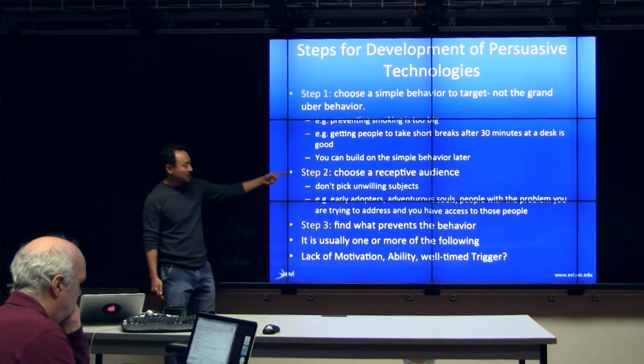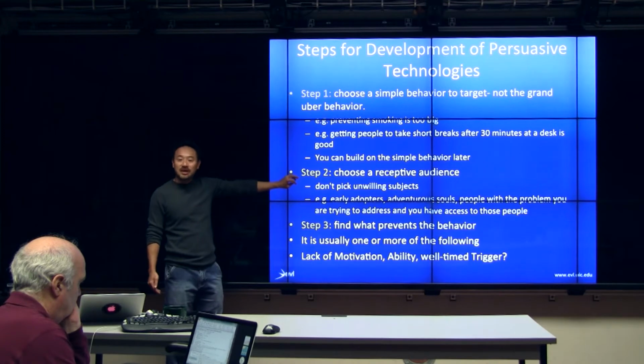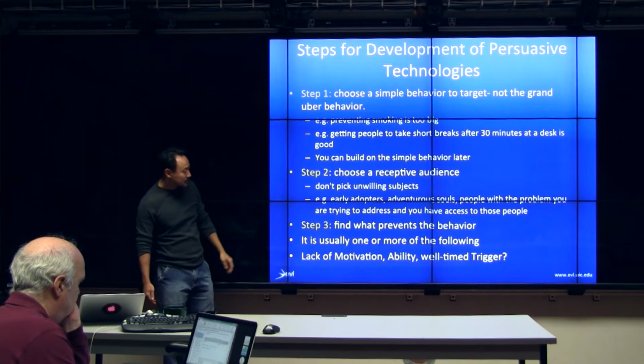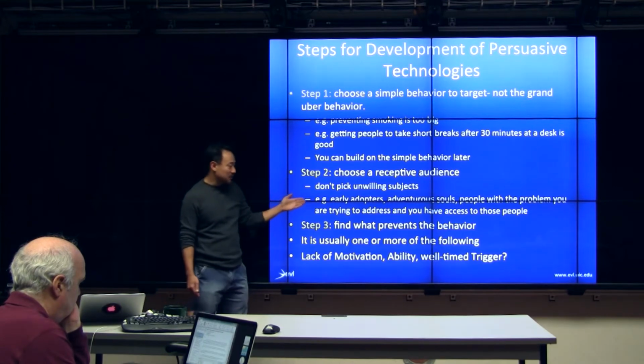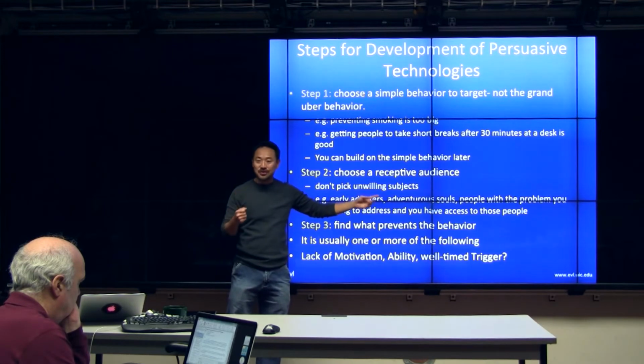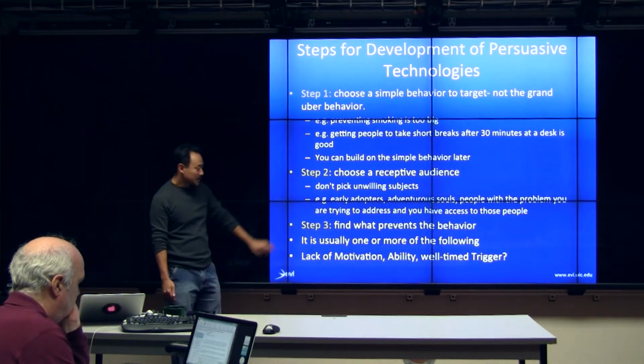So step 2 is he recommends that you choose a receptive audience. In other words, don't pick someone who doesn't want to lose weight in the first place, because you're selling them something that they're just not going to buy, and it's going to be a really tough sell. Okay? So oftentimes you'll find people who are early adopters, who are sort of adventurous souls, who are willing to try out this kind of stuff. So find them first. Okay? Step 3.